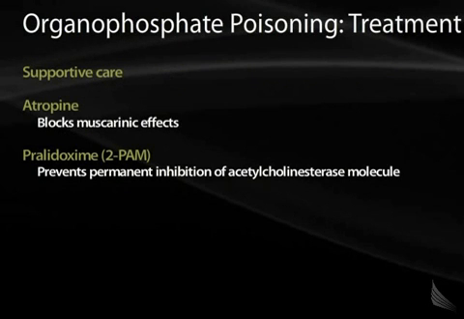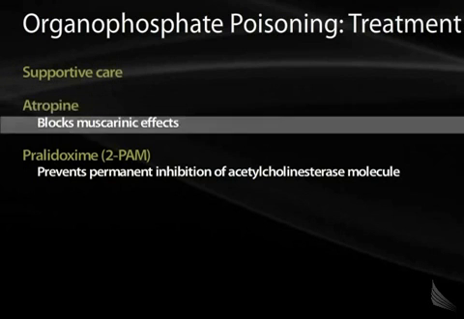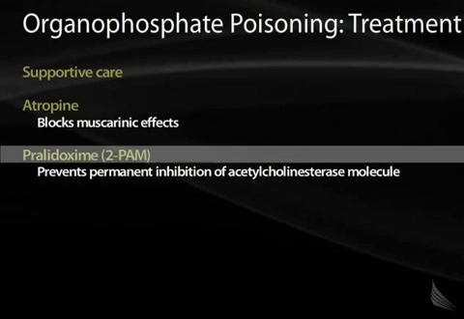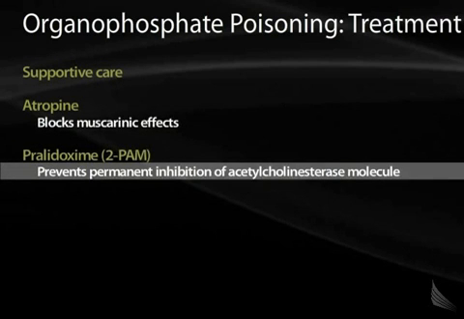And know that the treatment for organophosphate poisoning includes supportive care, including knowing your ABCs, airway, breathing, and circulation, and support that as well. If you need to intubate the patient, you go ahead and do that. And then the 2 medications we commonly give are atropine and pralidoxime, which are able to both block the muscarinic effects and prevent inhibition of the acetylcholinesterase molecule. Usually the 2-PAM has to be given early to be effective.